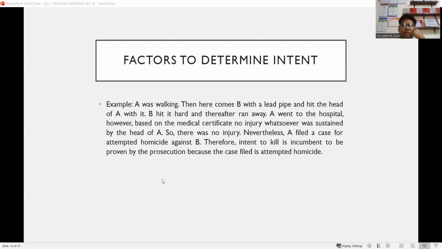For example, A was walking, then here comes B with a lead pipe and hits the head of A with it. B hit it hard and thereafter ran away. A went to the hospital. However, based on the medical certificate, no injury whatsoever was sustained by the head of A. Nevertheless, A filed a case for attempted homicide against B. Therefore, intent to kill must be proven by the prosecution because the case filed is attempted homicide.